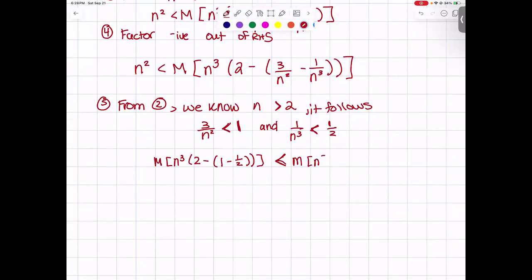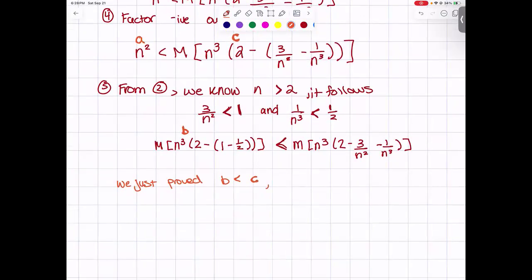M n cubed over 2 minus 3 over n squared minus 1 over n cubed, like so. Okay, so we know that that's going to be the case. So now let me label these for a second: this part of the statement as A, our new intermediate that we just made as B, and our original ending statement as C. So what we can see is we just proved that B is less than C. That's what we just proved by knowing that n was greater than 2.